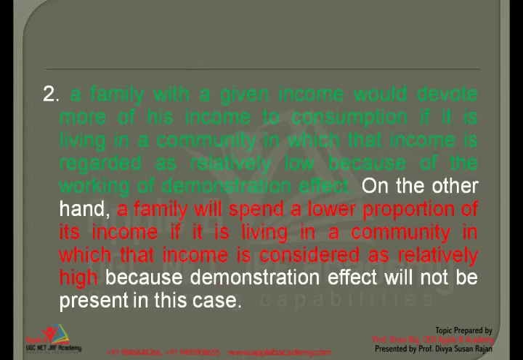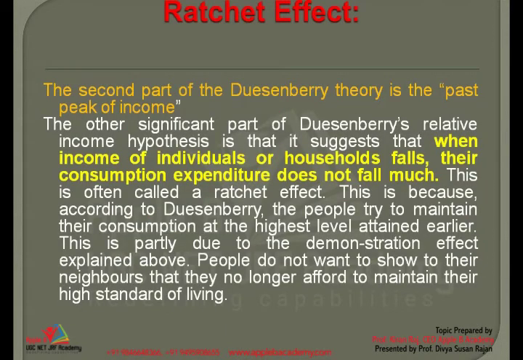That is to say, if I live in a neighborhood where I try to imitate the consumption patterns of others, my consumption actually increases with respect to the relative income concept, and my savings will be very much less. Whereas if my consumption pattern is comparatively low relative to the society I live in, where income is considered relatively high, then the demonstration effect will not be present in this particular case. The second effect that Duesenberry classifies is the ratchet effect.